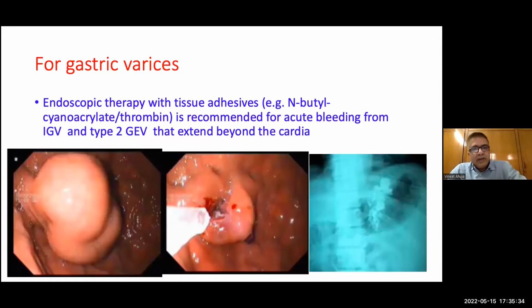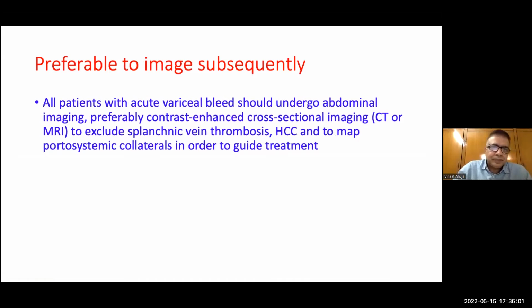What about gastric varices? For gastric varices, we do not do variceal ligation. You would like to put in tissue adhesive, something like butyl cyanoacrylate. That is recommended, for example, in a patient with isolated gastric varices or type 2 gastric varices. Now here butyl cyanoacrylate has been put, and if you take an X-ray after that, if you mix it with Lipiodol, you will be able to see the feeding vessel as well as the varices where the obturation has happened.